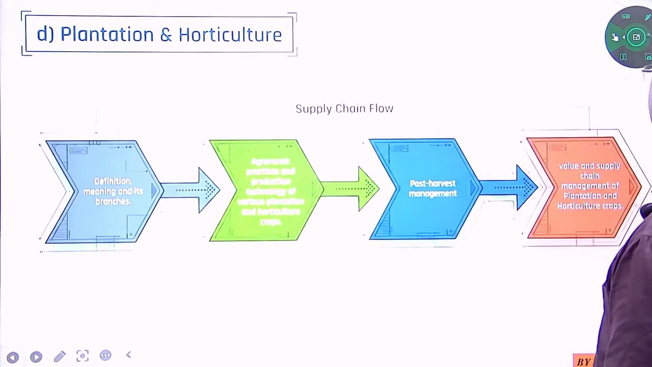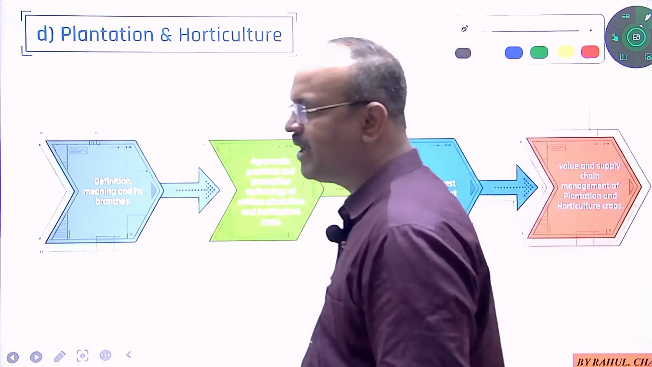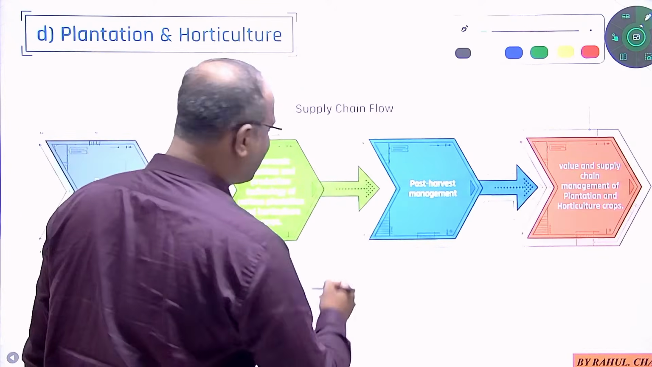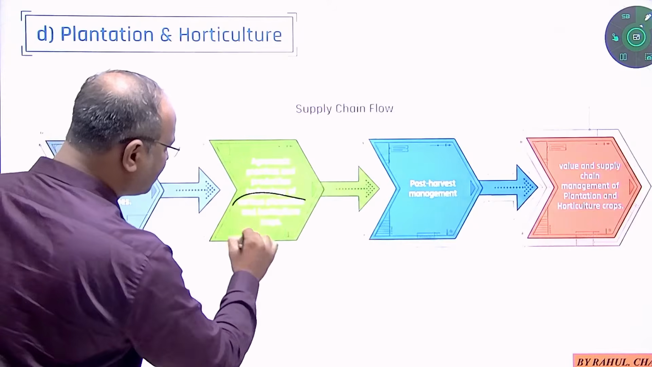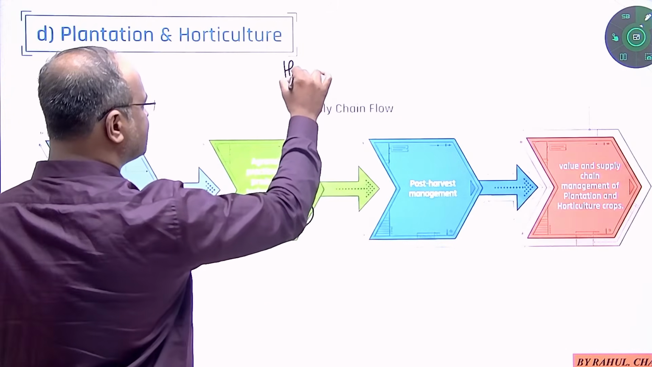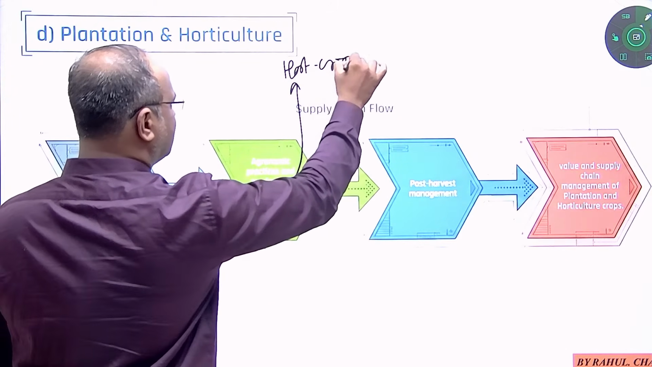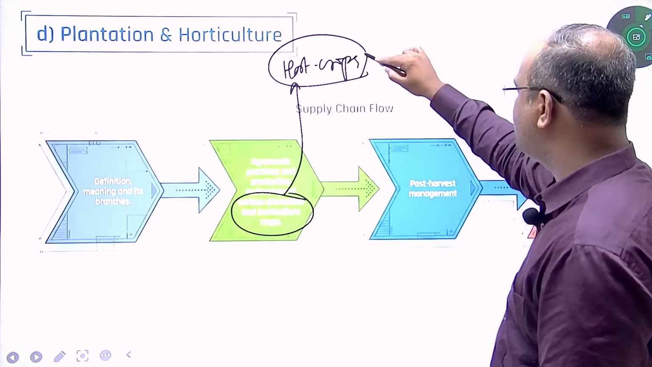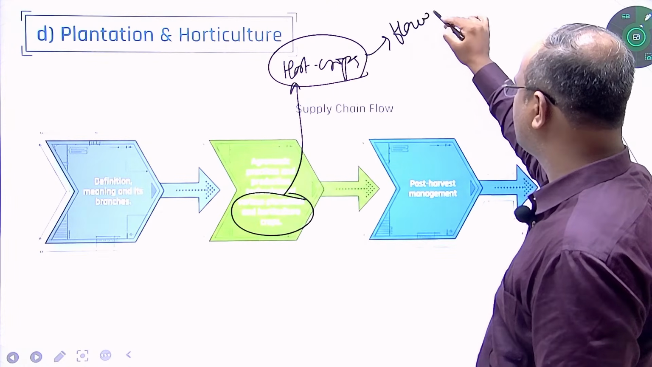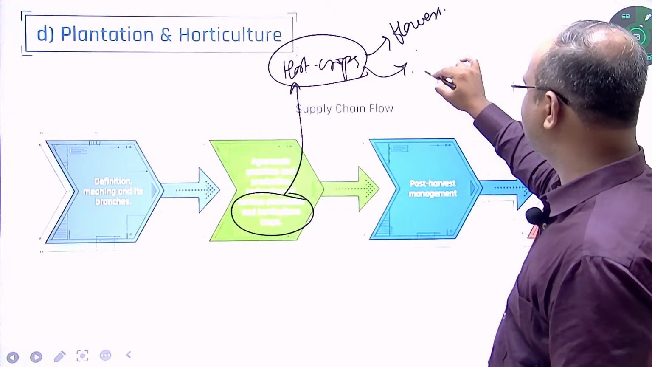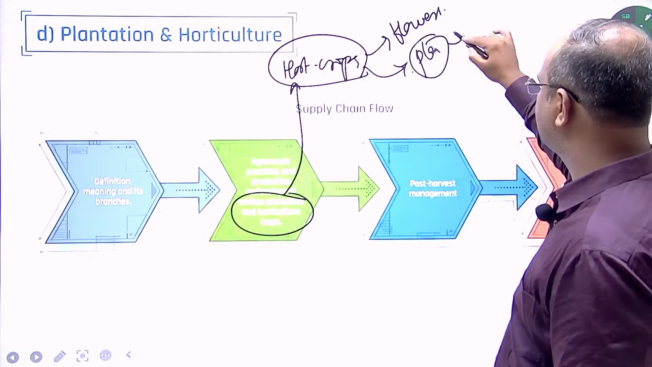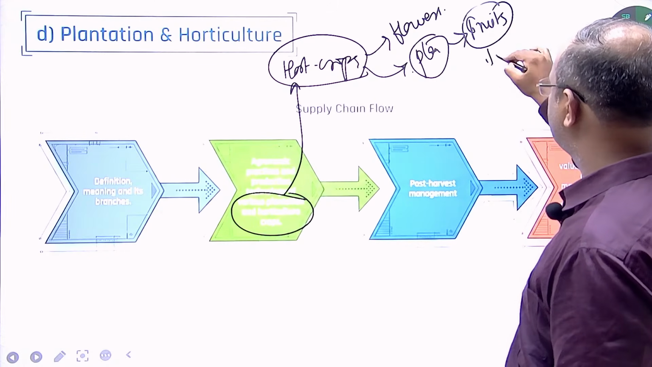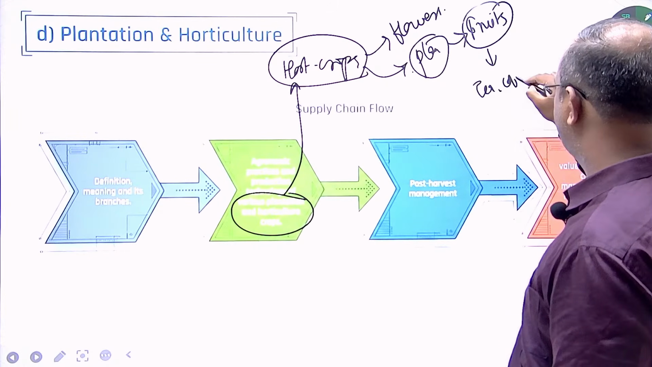Then it is the plantation and horticulture. This again is a topic which is very, very important. Why? Basically because in this topic you will be getting most of the questions on the horticulture crops. And mostly you will be getting the questions on flowers. It may be the plantation crops, just like fruits. You will be getting the questions on the fruits or the tea, coffee, rubber.